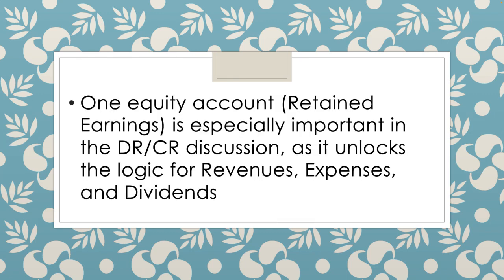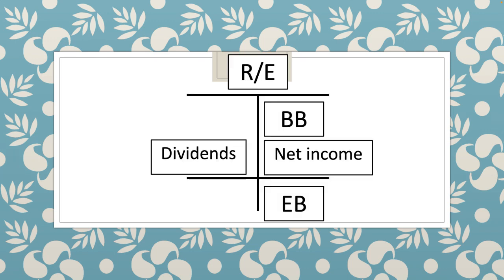Now, one equity account, as we've talked about, is retained earnings, and it's especially important in the debit credit discussion as it unlocks the logic of revenues, expenses, and dividends. And so retained earnings looks like this. It's an equity account on the right side of the accounting equation, so the balances are on the credit side of the account. And so this will increase with a credit, and specifically what causes the increase is net income off of the income statement. The money goes out on the debit side, and what causes the account to decrease is dividends declared, monies returned to the shareholders out of the profits.